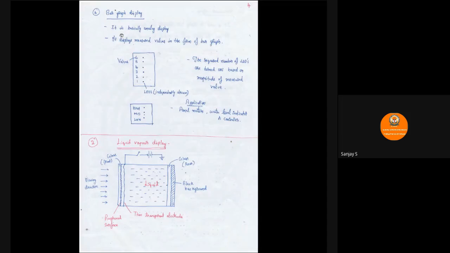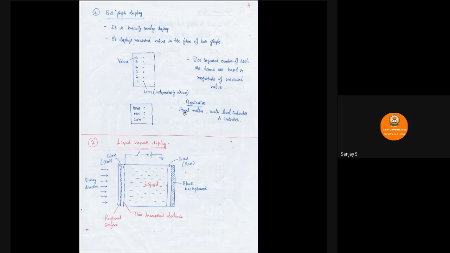Then we have bar graph display. This is another kind of indicative analog based display where the actual digit will not be displayed, but the value, whichever has to be highlighted, this LED will basically be used as a highlighting device here. Next to the corresponding digit, the LED will be highlighted.